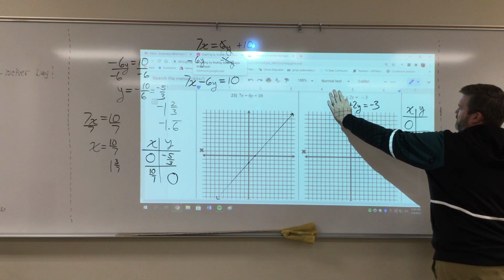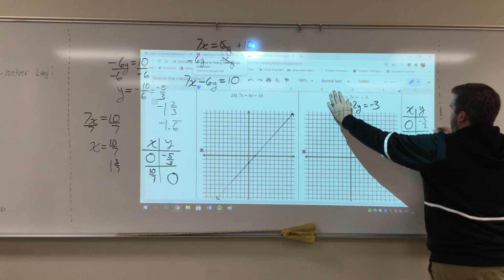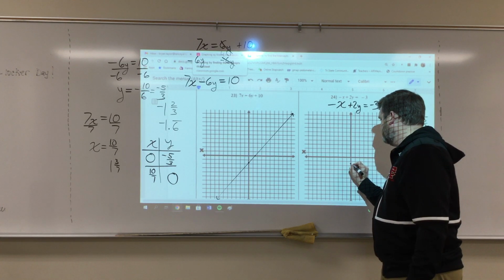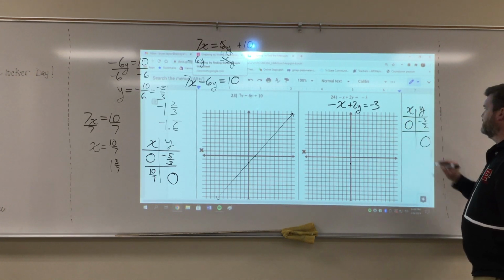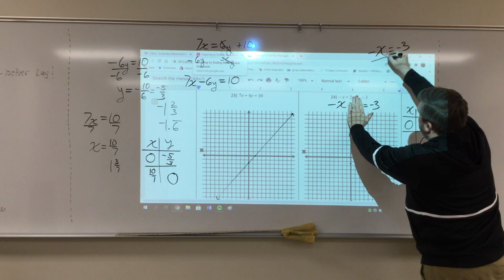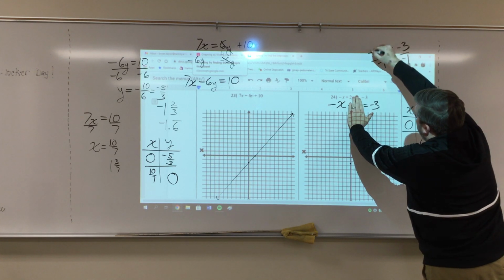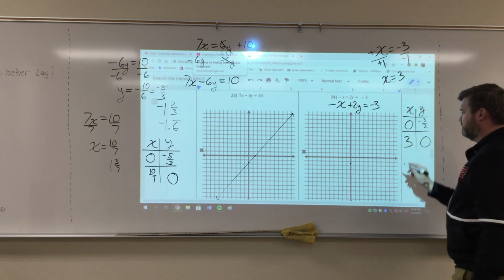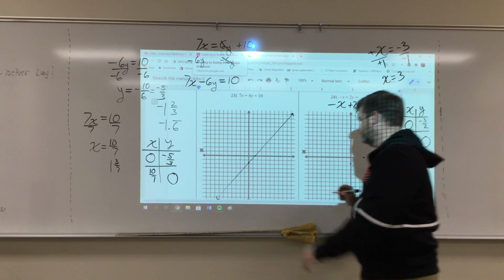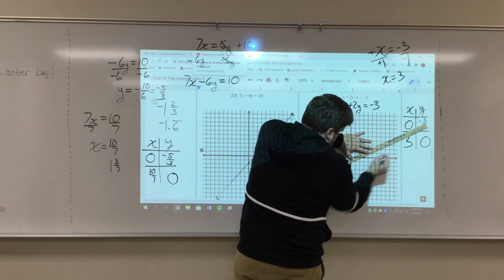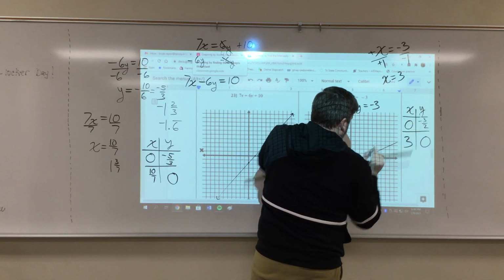So if I let x be 0, I'm left with 2y equals negative 3. Divide both sides by 2. And I get negative 3 halves, which is negative 1.5 for the y-intercept. Let me put that in the right spot this time. And when y is 0, I get negative x equals negative 3. So divide by negative 1. Those will become positive, and this will become positive. So I get a positive 3, which is right here. And there's our line.